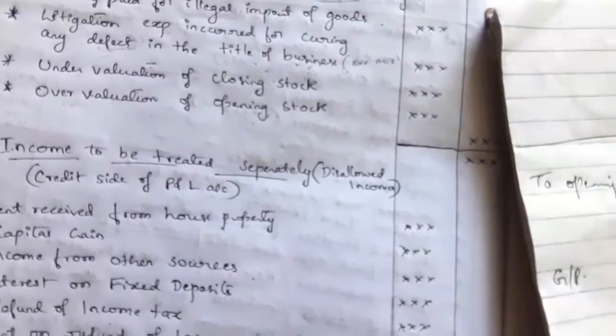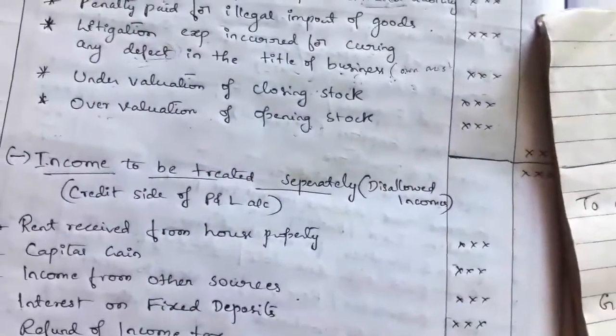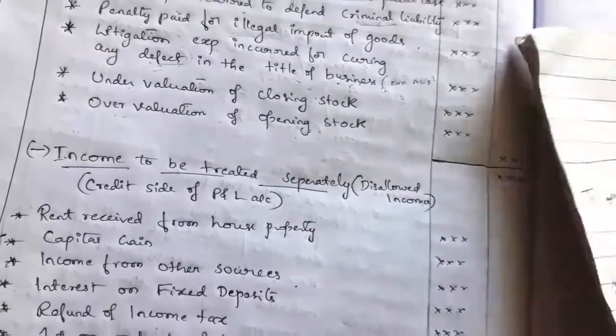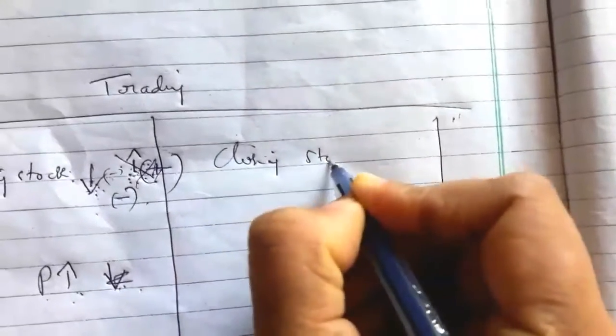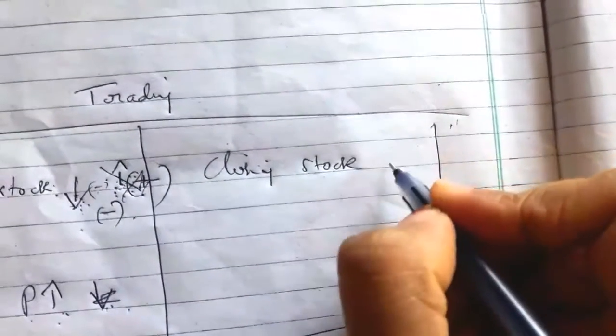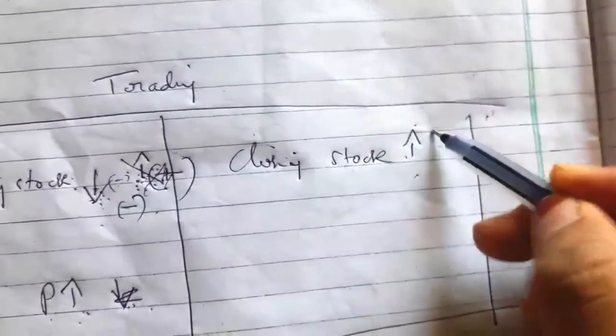Similarly, we'll see for the closing stock. Undervaluation of closing stock should be added, overvaluation of closing stock should be deducted. So in the case of closing stock, here we'll assume we have recorded more closing stock, an overvaluation of closing stock. So we have added more closing stock here.